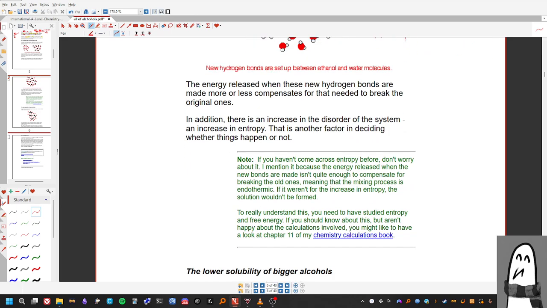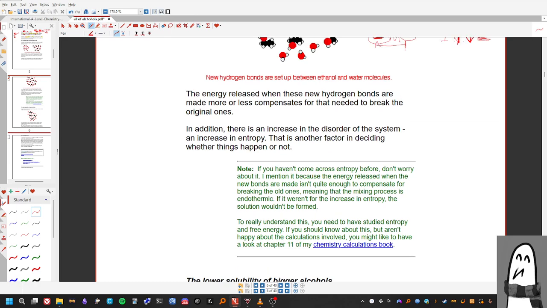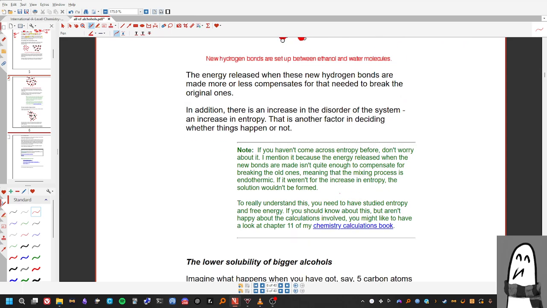In addition, there's also an increase in disorder of the system, which is an increase in entropy. That's another factor in deciding whether it happens or not. If we haven't come across entropy, we don't need to worry about it. I mention it because the energy released when the new bonds form isn't quite enough to compensate for breaking the old ones, meaning that the mixing process is endothermic. If it weren't for the increase in entropy, the solution wouldn't form.